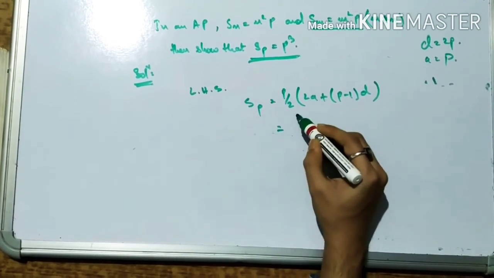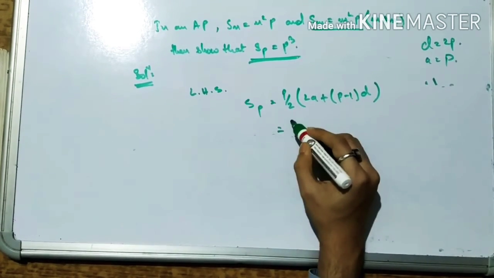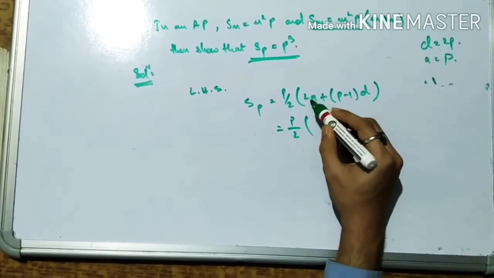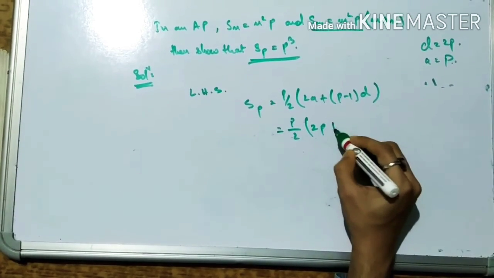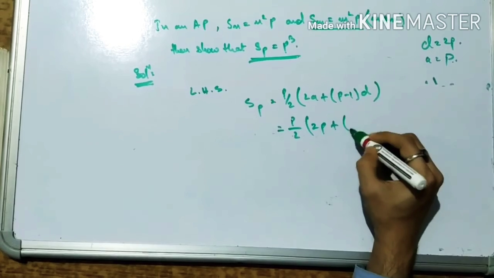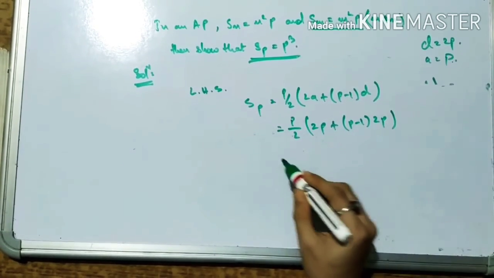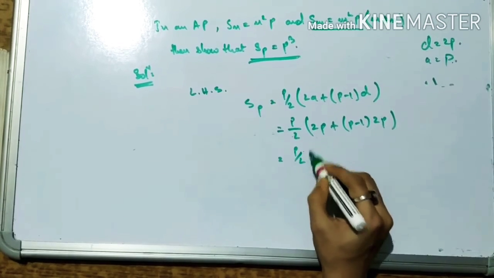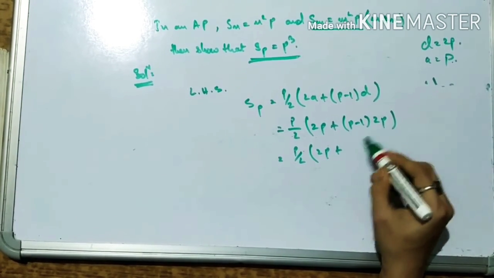Now here, p by 2 times 2a, where a is p, so I will write 2p, plus this will be (p minus 1), and d is what? d is 2p. So I will write 2p. So here I got p by 2 times (2p plus (p minus 1) times 2p).